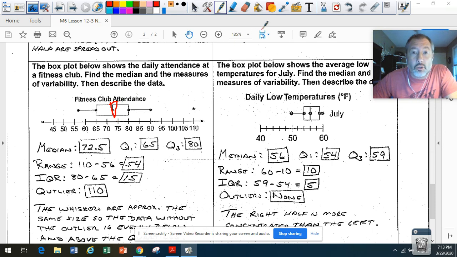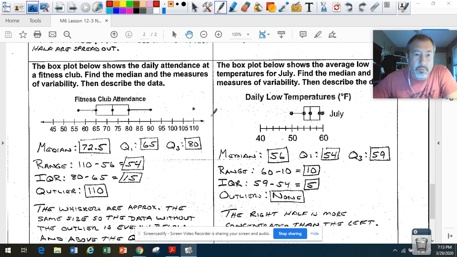So can we figure out the range? Of course we can. Now, to figure out the range, there's a little bit of a difference here. See, we have an outlier here. We include that with the range. So it's 110 minus our smallest value here, which is 56. Our range is 54. Let's figure out what the IQR is. Remember, we go Q3 minus Q1. So we got 80 minus 65 is 15. There is an outlier at 110. So we did find all of our key information here.